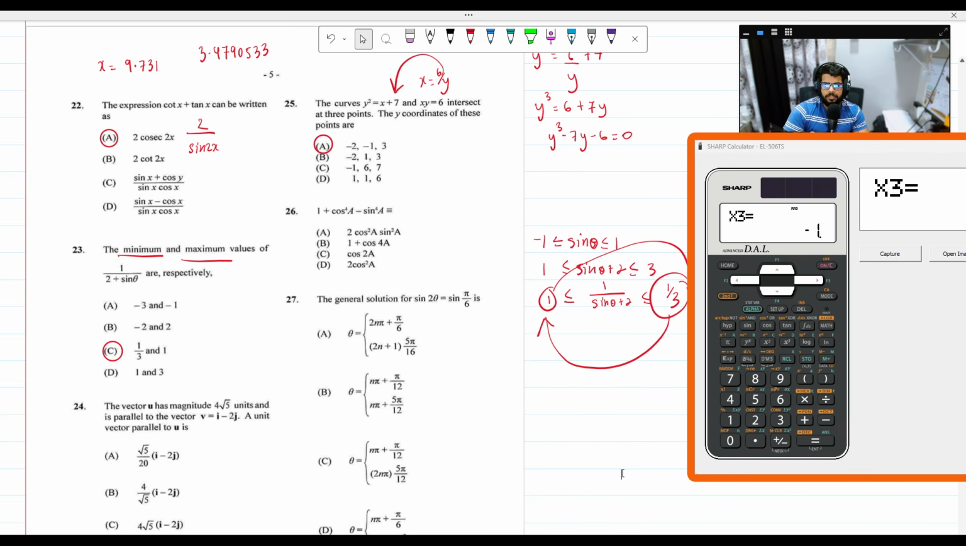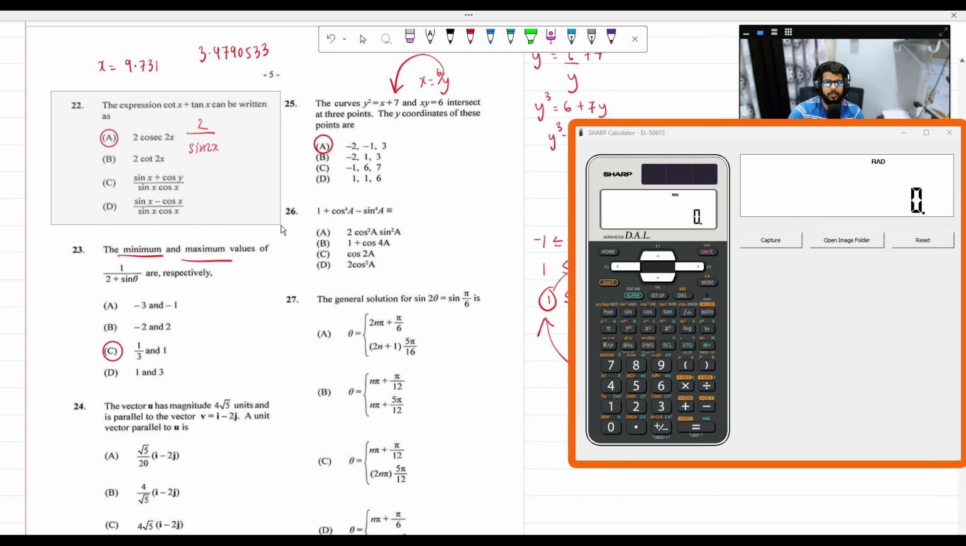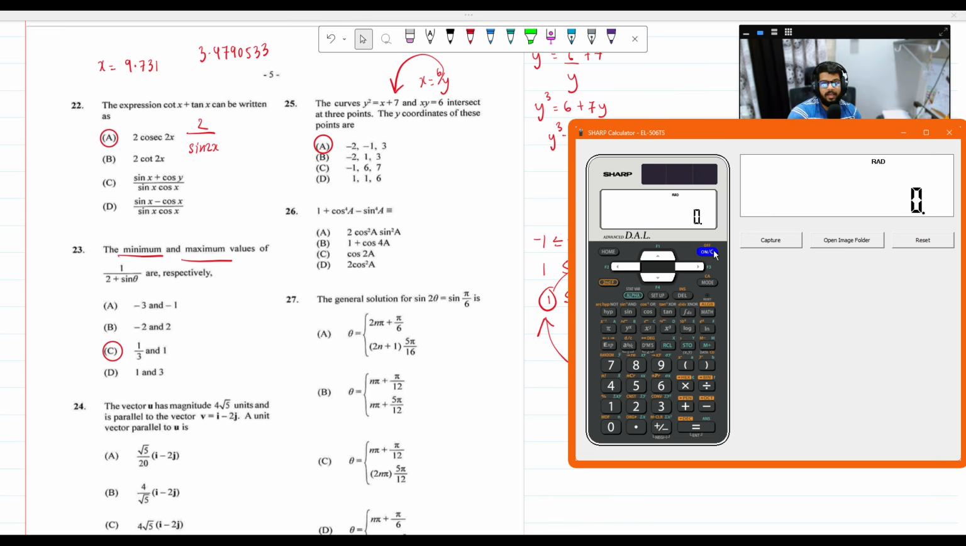Alright, so 1 plus cos to the power 4A minus sine to the power 4A is equal to. Remember not too long ago, in number 22, we assigned a value for the angle. I'm going to do the same thing here. I already have 9.731 as my random number, stored in my calculator as A. And here's the proof. Recall A. Oh, I took off my calculator. 9.731. Store that in A. Cool.